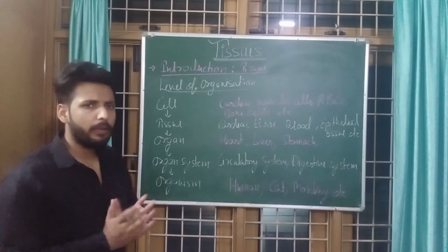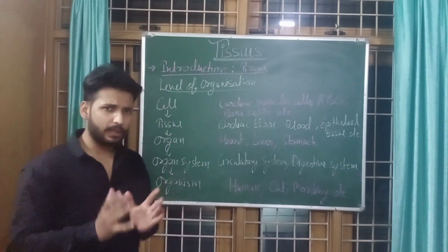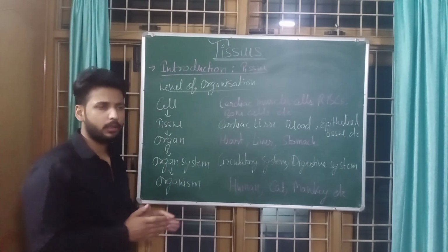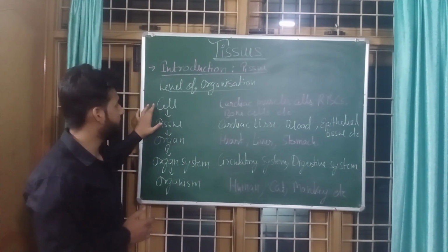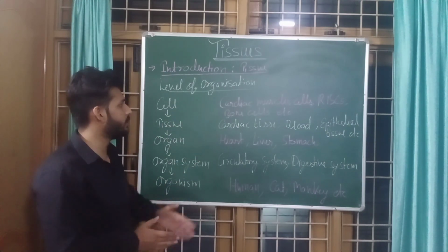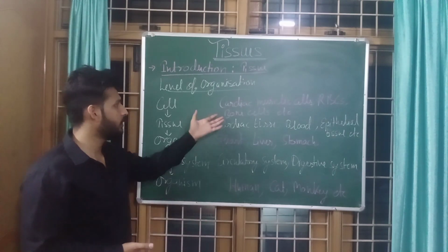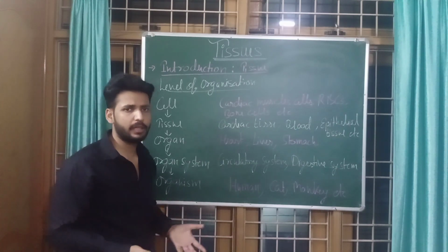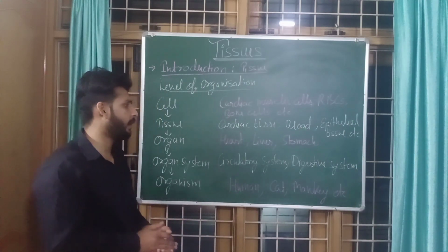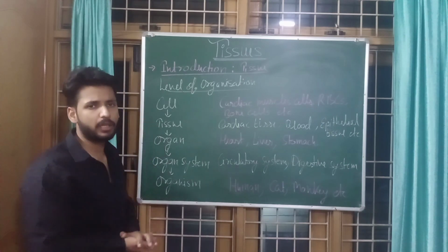So if we are talking about the levels of organization, we can see the smallest level of organization is the cell. There are different types of cells present in an organism, like we can say cardiac muscle cells, RBC cells, bone cells, liver cells. Got it? So different types of cells are present in an organism, and cells combine to form tissue.